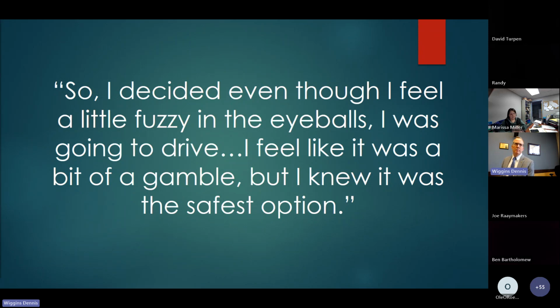And this is what risky drivers tell us. So I decided, even though I felt a little fuzzy in the eyeballs, I was going to drive. I feel like it was a bit of a gamble, but I knew it was the safest option.